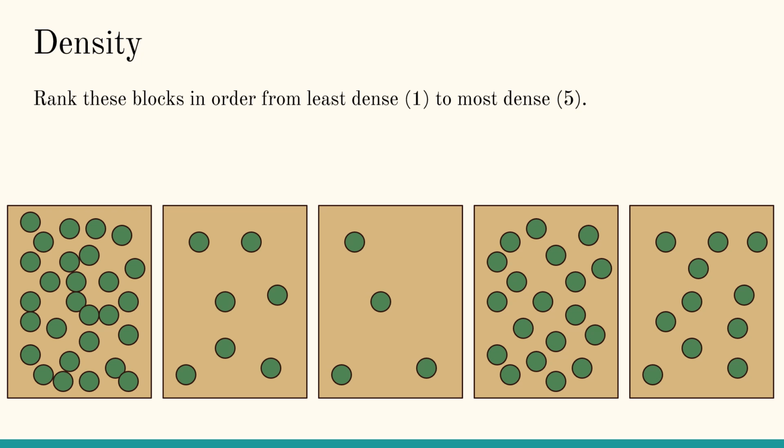All right, for more practice, we're going to rank these blocks in order from least dense to most dense. So one's going to be our least dense, and we're going to place that one here. Our next one will be here, then here, and here. And finally, our last one, 5, is right here, which is the square block that has the most circles packed in.